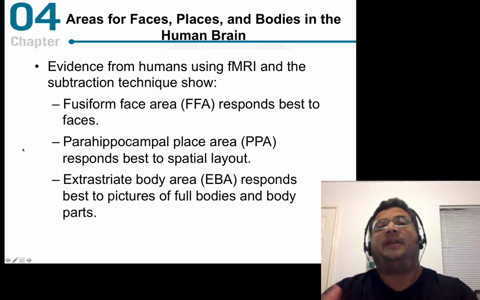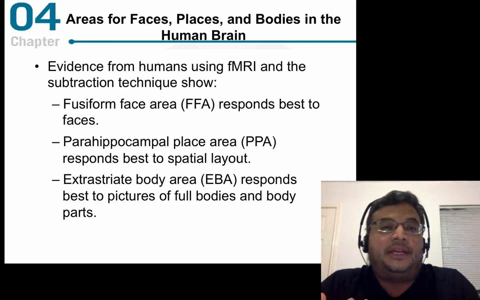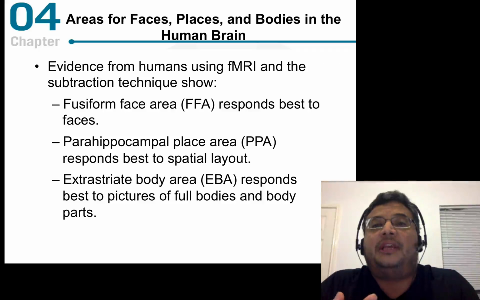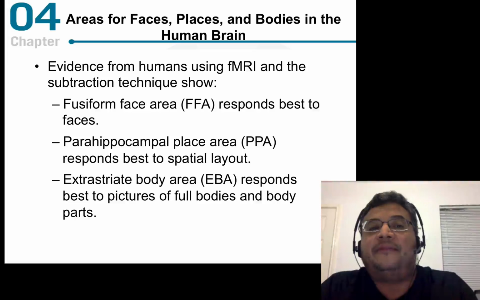In humans, we can look inside of a human brain using fMRI techniques and the subtraction technique. If you remember that, that's where we do a baseline recording using MRI, and then we present a stimulus and record while the stimulus is being presented, and then subtract the difference for each brain area to see which brain areas are most active.